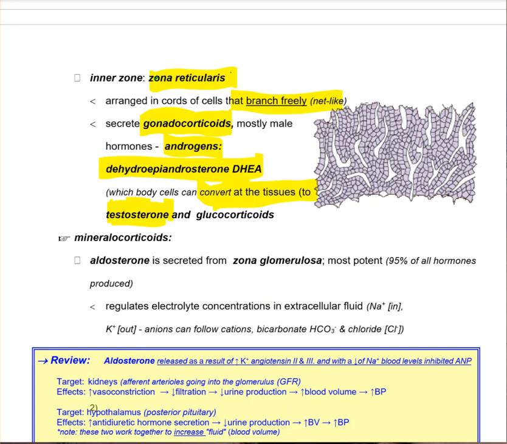So it's going to have some same effects that testosterone does.